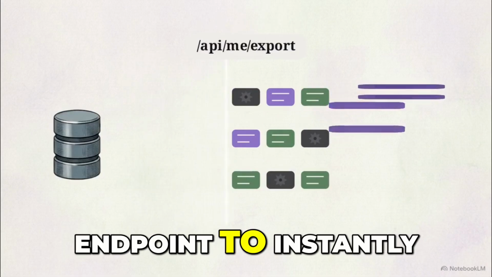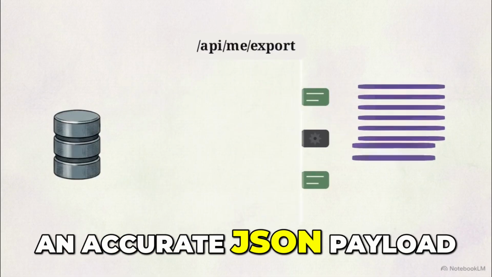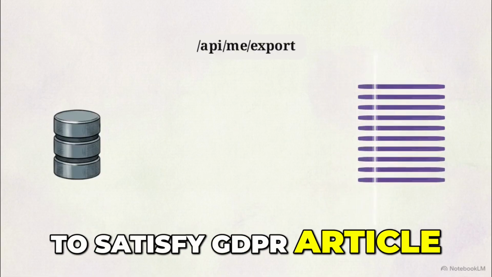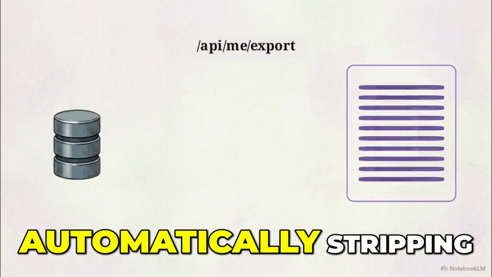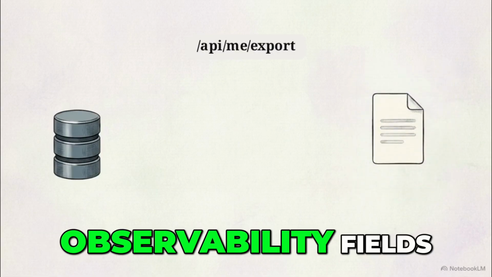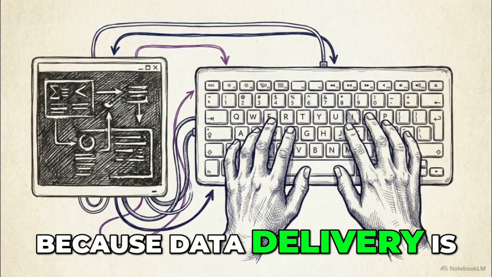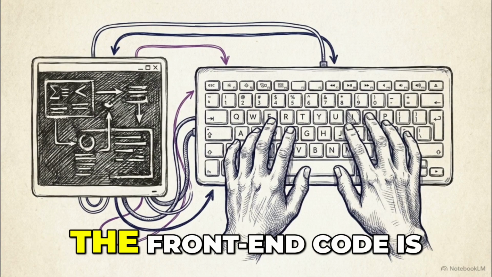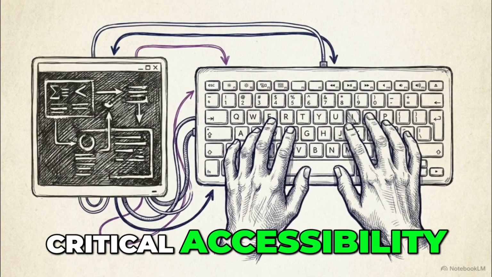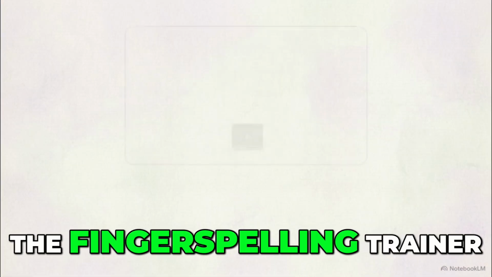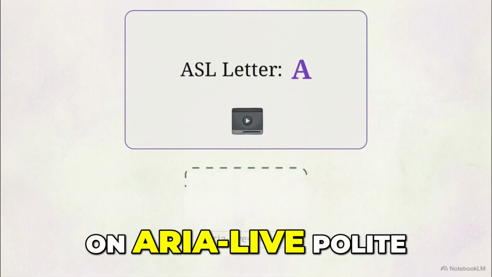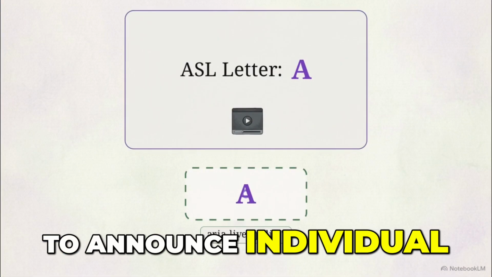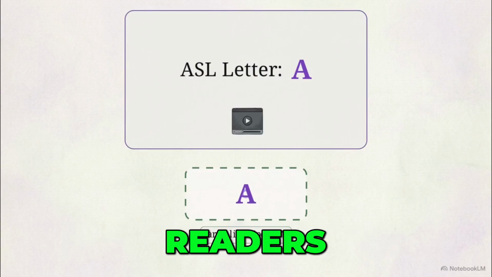/API/me/export endpoint to instantly generate an accurate JSON payload to satisfy GDPR Article 15 data requests, automatically stripping out internal observability fields. Because data delivery is robust and predictable, the front-end code is free to focus on critical accessibility features. The fingerspelling trainer relies on ARIA-live polite regions to announce individual letters precisely to screen readers.